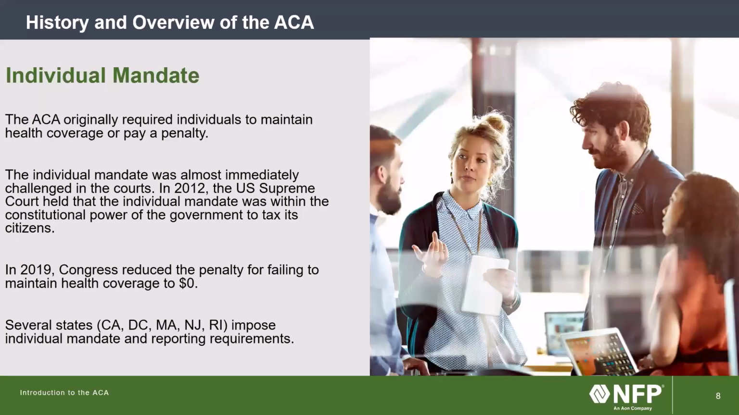Next slide, please. So let's touch on the individual mandate briefly. Now, the ACA originally required individuals to maintain health coverage or pay a penalty. But of course, this individual mandate was almost immediately challenged in the courts. In 2012, the U.S. Supreme Court held that the individual mandate was within the constitutional power of the government through its ability to tax its citizens. And in 2019, Congress reduced the penalty for failing to maintain health coverage to $0, effectively defanging the individual mandate as it was originally conceived under the ACA.